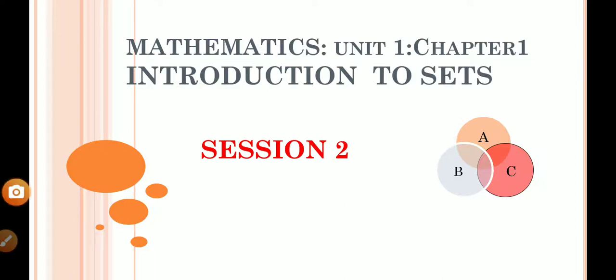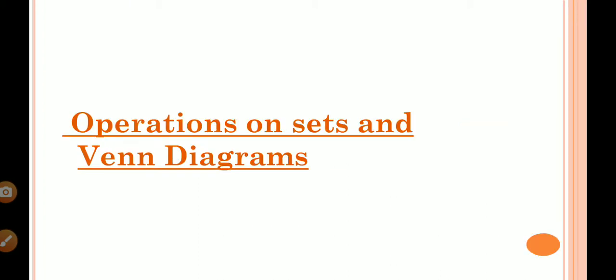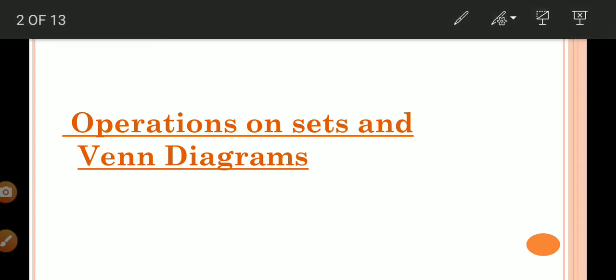In the last session, we learned what sets are, their representations, and the types of sets. Now let us learn about operations on sets and Venn diagrams. Before going to operations on sets, let us know what Venn diagrams are. Most of the relationships between sets can be represented by means of diagrams which are known as Venn diagrams.